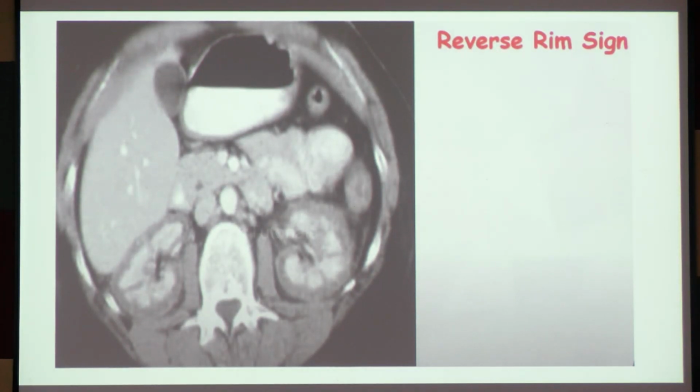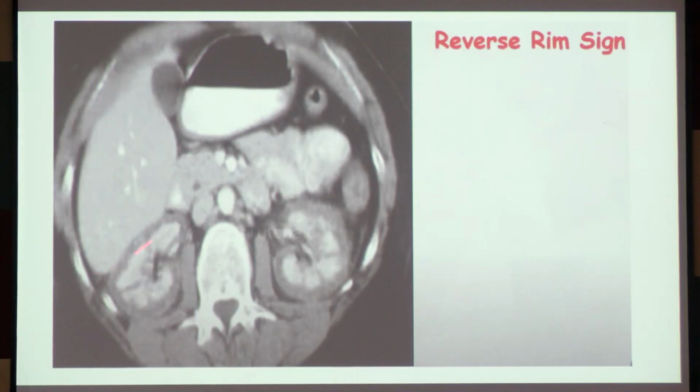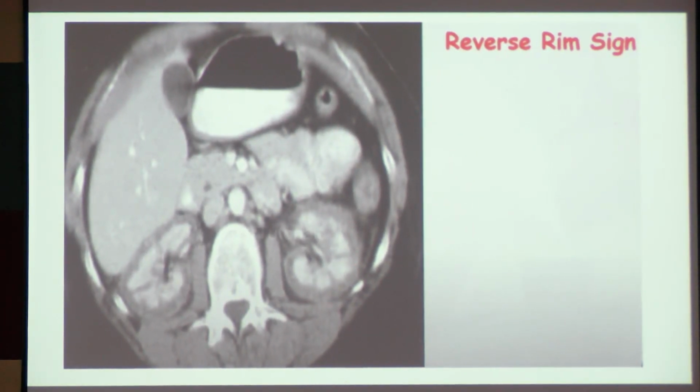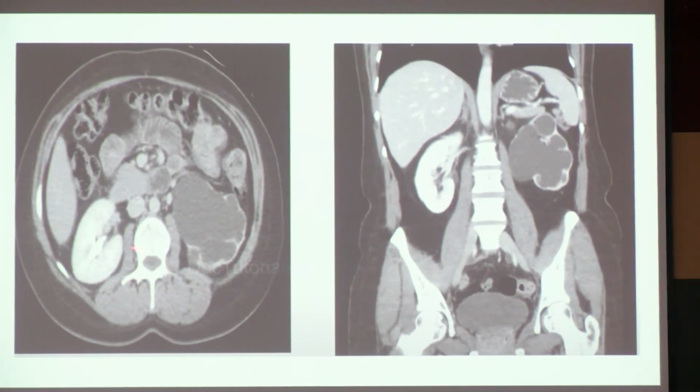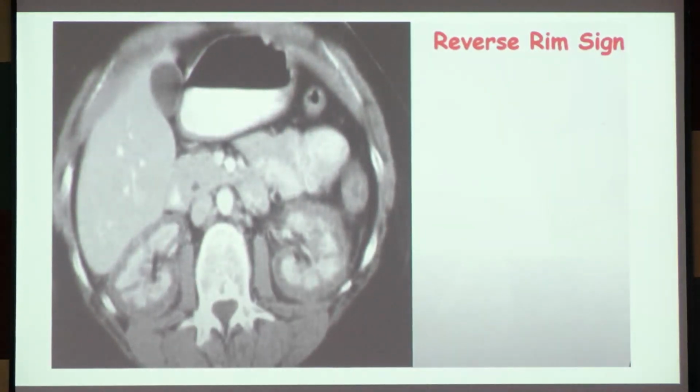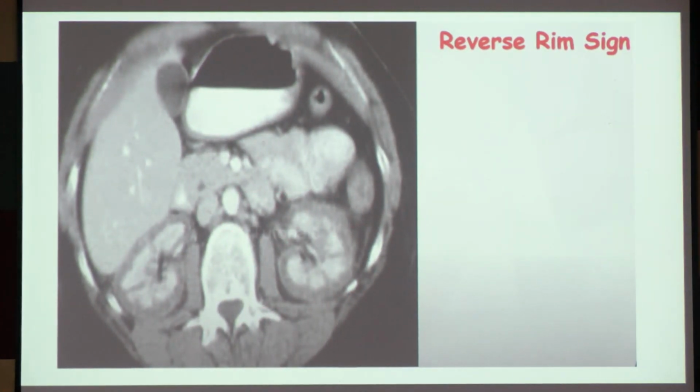Reverse rim sign. In the reverse rim sign, as I just told, the cortex is getting hyperdense, a white line, right? In the rim sign, the cortex becomes hypodense. It's just the opposite. Rim means it has become enhanced. So the inner ring has enhanced, but the outer rim is not. So it is a reverse rim sign. And that is basically cortical necrosis. The cortex has become necrosed because some terminal blood vessels got damaged.